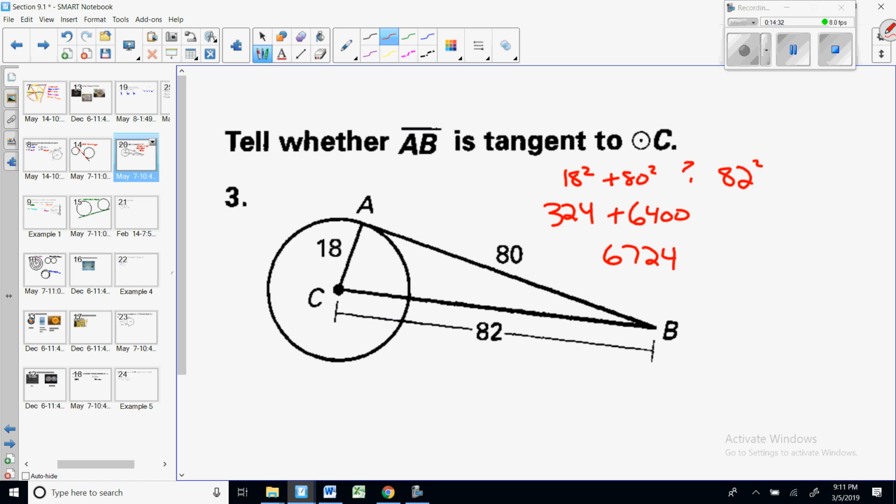Now, doing the same thing, if we were to take 82 and square that, 82 squared would be what? Okay, it's also 6,724. So is AB tangent to circle C? The answer to that question is yes.